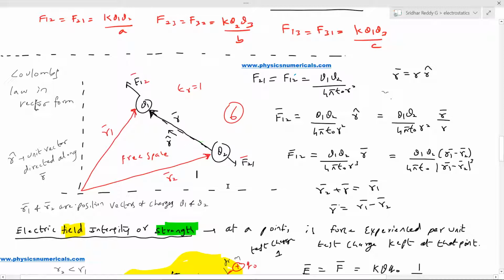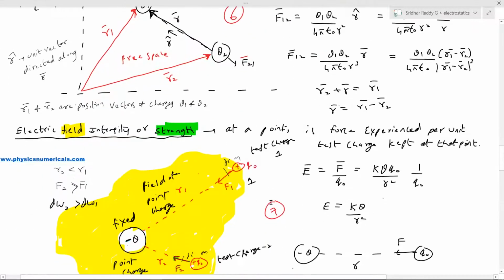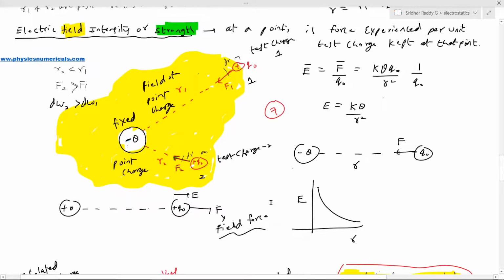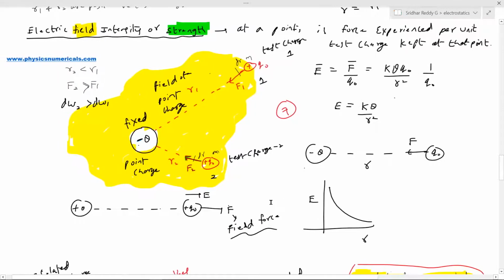Okay, let me introduce the next concept: electric field strength, or electric field intensity. So what is the basic definition? Electric field strength at a point is defined as the force experienced per unit test charge kept at that point.